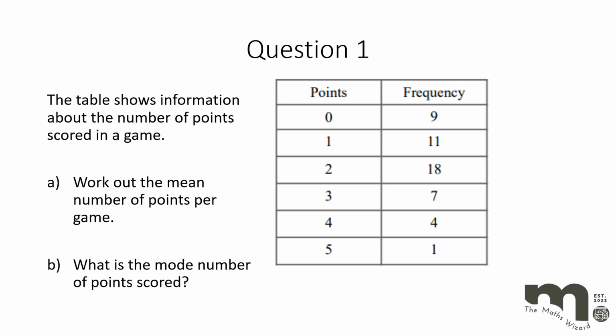Just before I let you have a go at this question, let's talk through what a frequency table is. It's essentially a way of presenting data. The frequency, this is the key word here, shows you how frequently that data occurred. We've got data about a game and the number of points. This column shows that 9 people scored 0 points, then 11 people scored 1 point, 18 people scored 2 points, and so on.